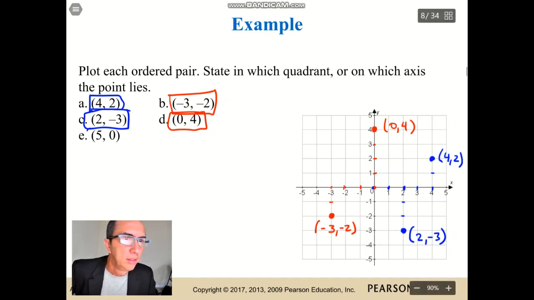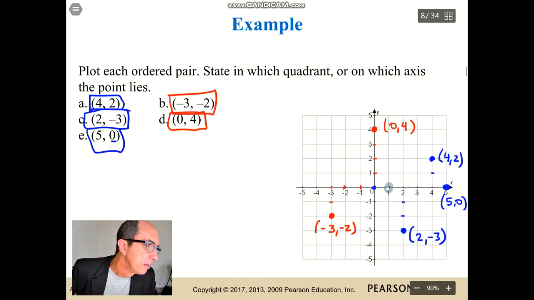And now 5 and 0, from the origin move 1, 2, 3, 4, 5, and you're not going either up or down because the y coordinate here is 0. So this is the point here associated with the order pair 5 and 0. And check if you did a good job plotting the points on the graph.